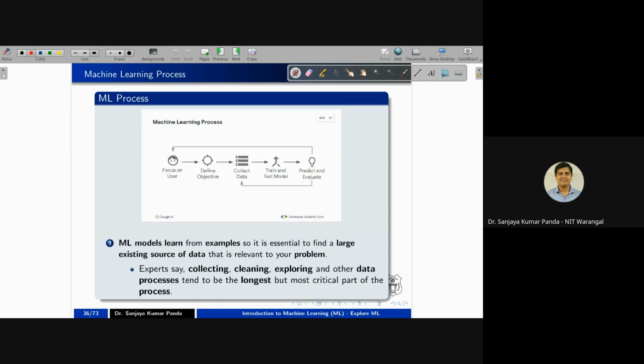But if your data has missing values, is not in a structured format, or is completely in a different format, integration of the data becomes difficult, and then it is really very difficult to take a decision on your collected data.